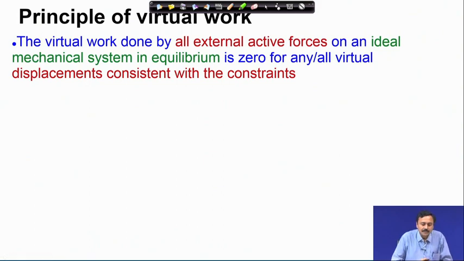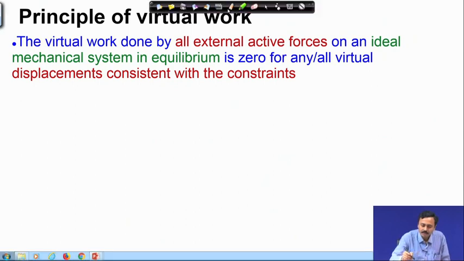So, we first look at the principle of virtual work. The statement of the principle of virtual work says that the virtual work done by all external active forces on an ideal mechanical system in equilibrium is 0 for any or all virtual displacements consistent with the constraints. Now, here I will point out certain keywords.